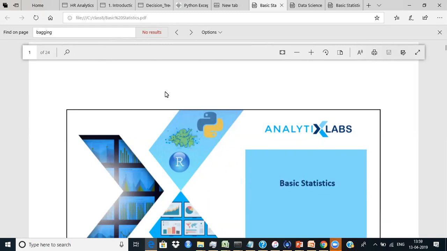Yes, if p-value is greater than 5%, you will say that you will reject the alternate hypothesis. If p-value is less than 5%, you will say that you are not able to reject the alternate. Yes, anything else? Any other questions?